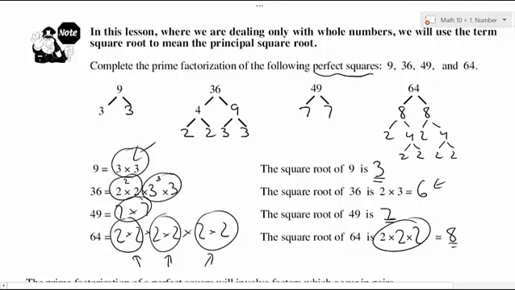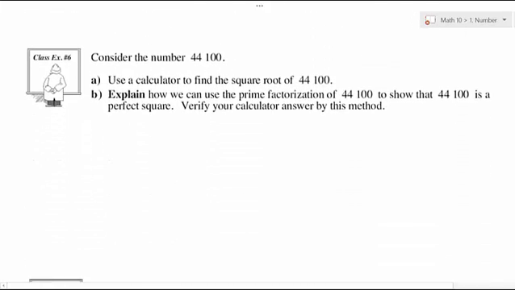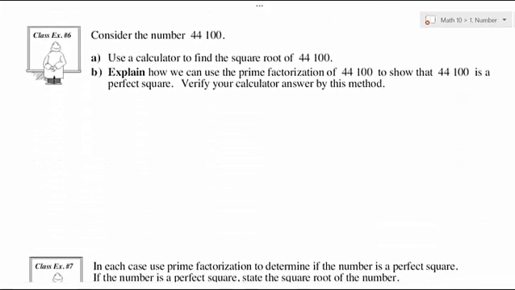So you can use this prime factorization for other things like square roots. And if you find that the prime factorization of a number does not result in pairs, then that's not a perfect square. All right? So try this. This is an advanced exercise, but consider this number and see if it is actually a perfect square. Give it a go. Press pause now.